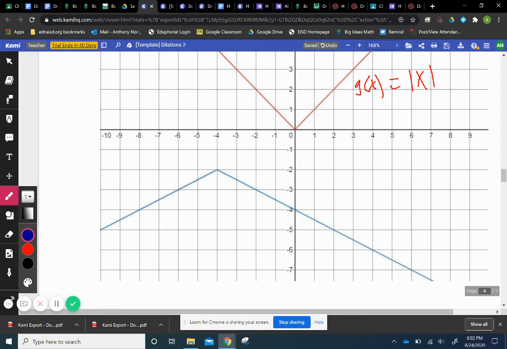So what do we have here? It moved over 1, 2, 3, 4 to the left. So it went 4 left. It went down 2. It's flipped. And it looks kind of fat. I think we have a fat fraction. And a fat fraction is a vertical compression.